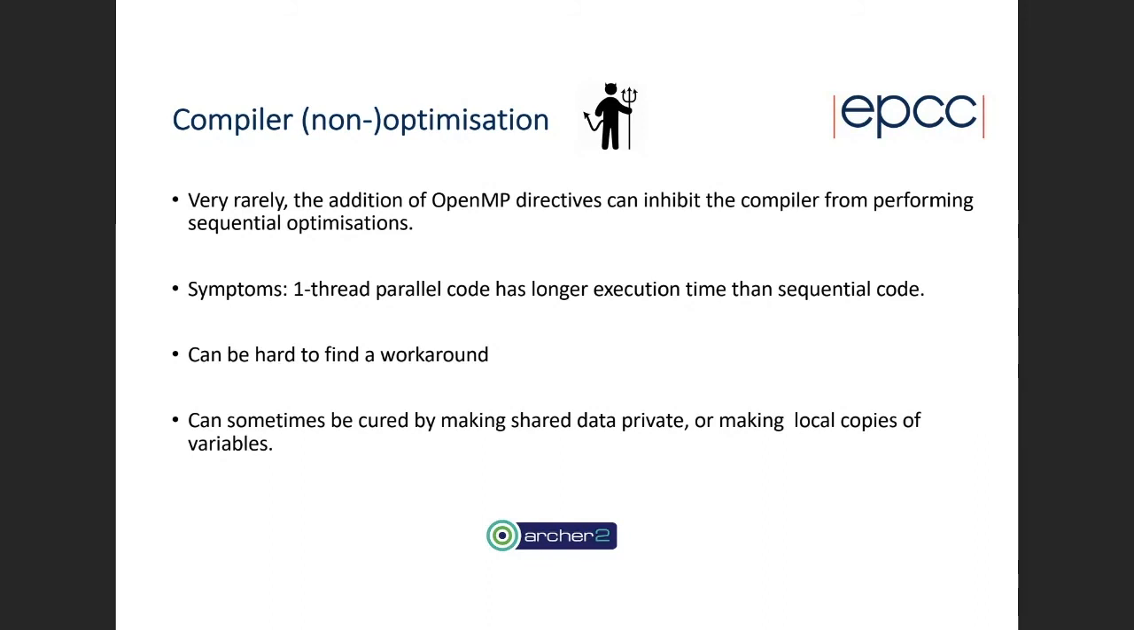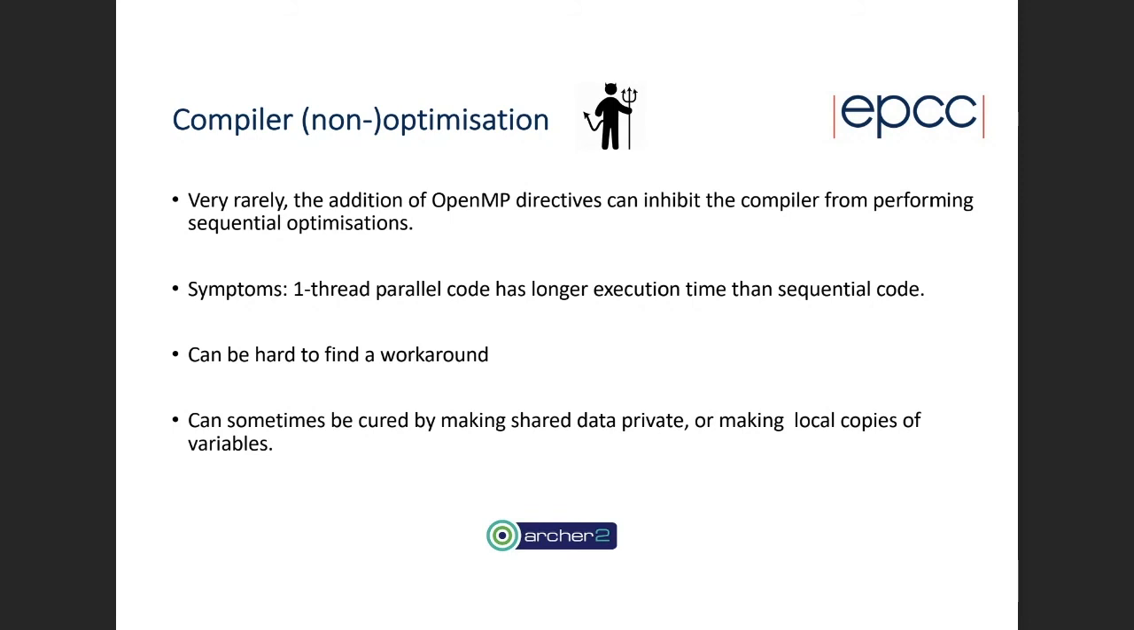Okay, so that's the sixth. I promised you a sixth and a half, and this is rare, but it's just worth knowing that it can happen. And this is compiler non-optimization. In very rare cases, adding OpenMP directives can actually inhibit the compiler from performing some of its sequential optimizations.